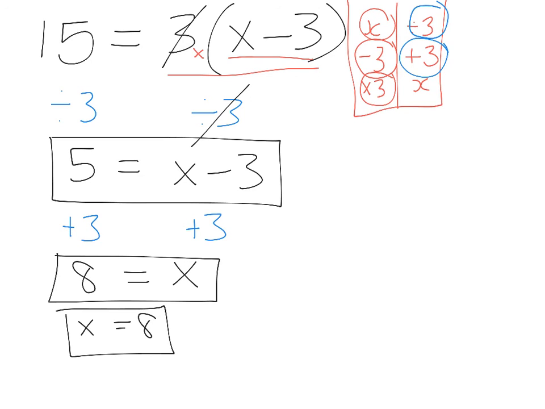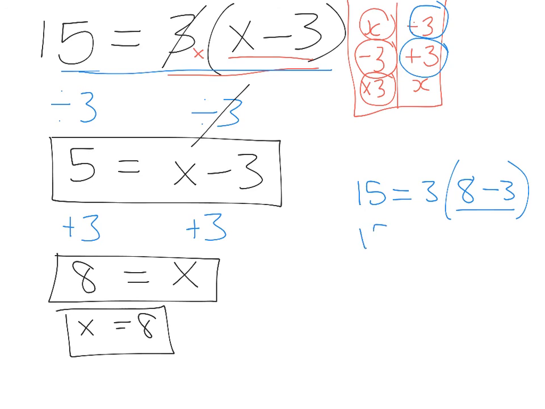I'm going to now check my solution by substituting x equals 8 in my original equation, which is up here. So let's see what that does. I have 15 should hopefully equal 3 multiplied by x, which is 8, minus 3. Now, BODMAS says, brackets first, 8 minus 3 is 5. So 15 should hopefully equal 3 times 5, which it does. 15 certainly does equal 15.